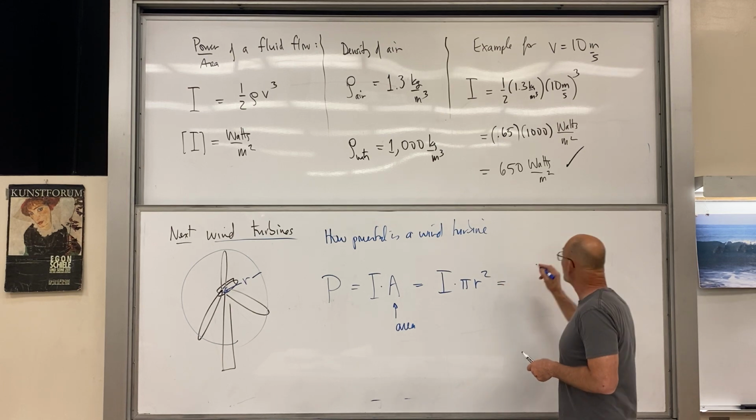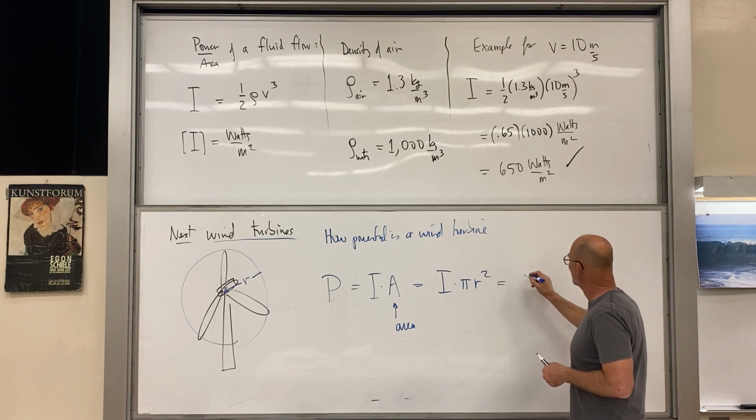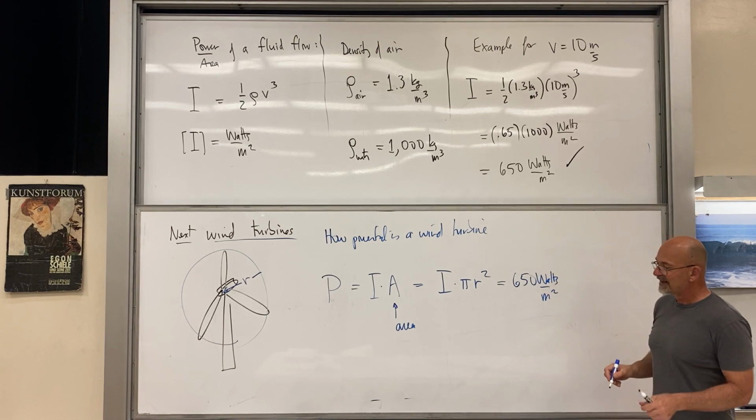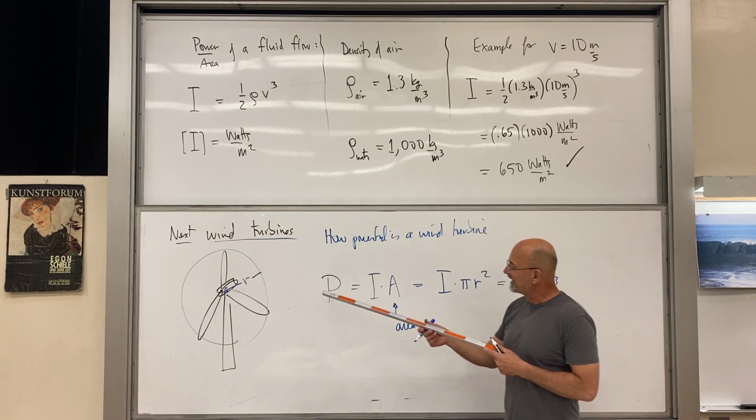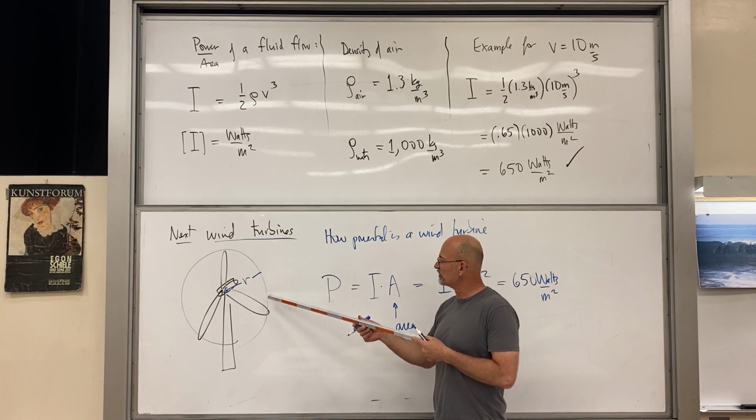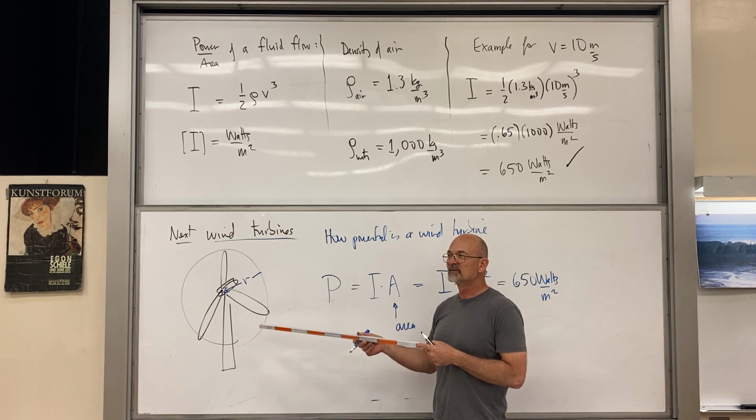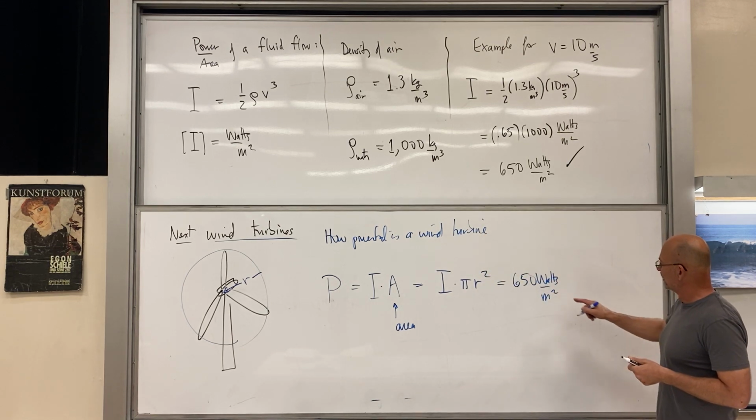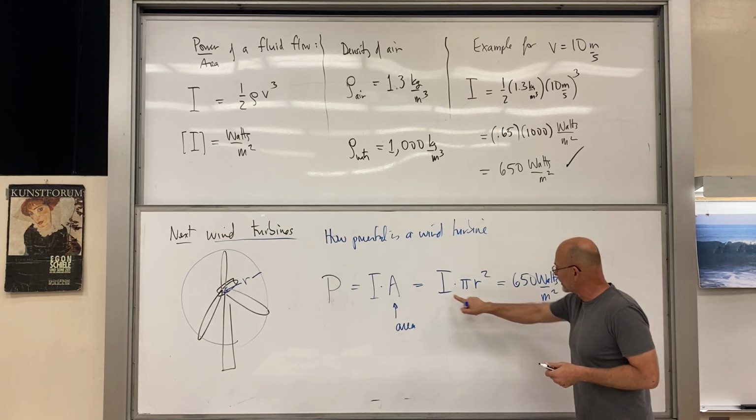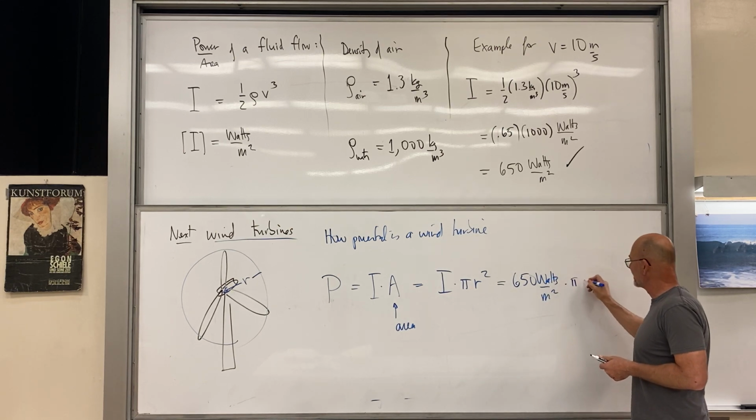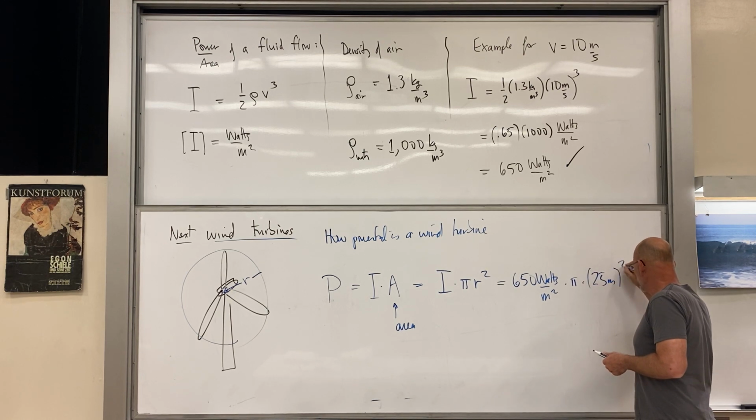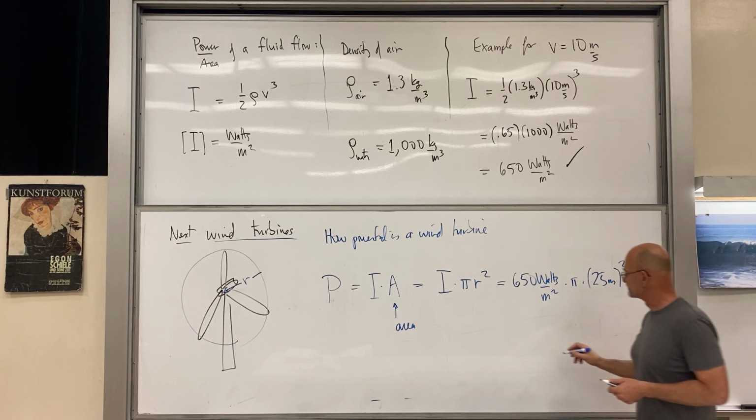So let's use our number here. 650 watts per meter squared. And now let's say the radius is, how big is the radius? Let's say 25 meters for starters. So 650 watts per meter squared, that's I. We've got times pi, and then we've got 25 meters squared. So that's pi r squared.